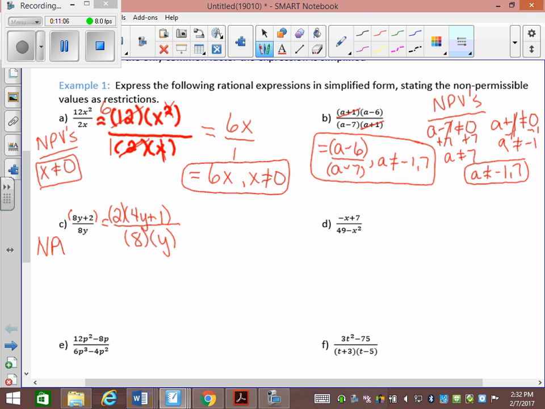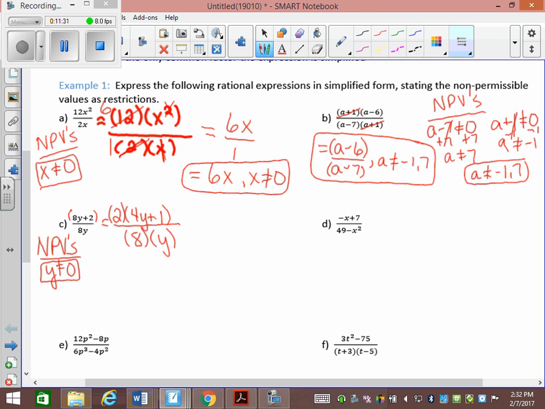So my NPVs would be 8 can equal 0? No. It doesn't have a variable, so I don't have to state a non-permissible value for this. It's 8. It can never be 0. So I take the y, and I say y can't equal 0, and I'm done with that one. I have my NPV. Now I stated my NPVs. Can I cancel now? Yes.